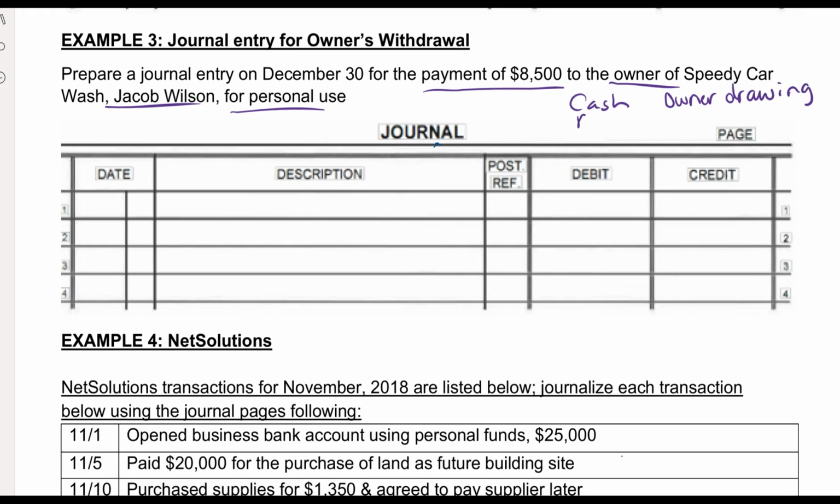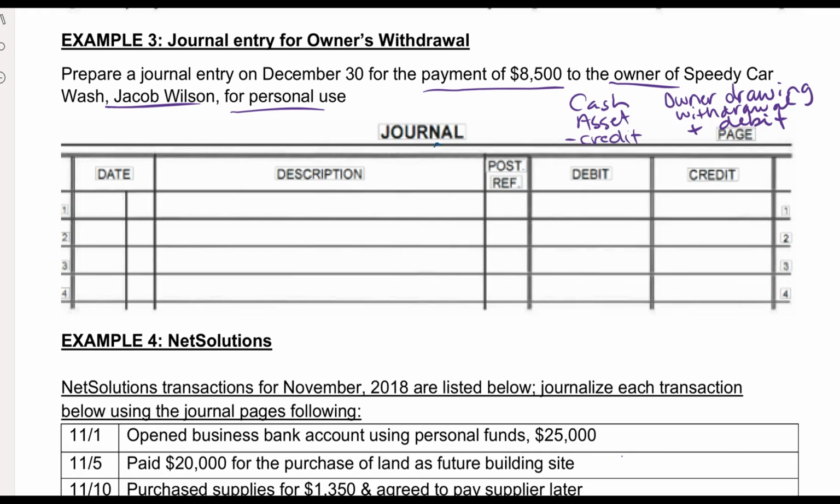So we'll say owner withdrawal or owner drawing. Okay, so cash is an asset. Cash is decreasing, so it is a credit. Owner drawing is your withdrawal account. And it is increasing, so we will debit that account.